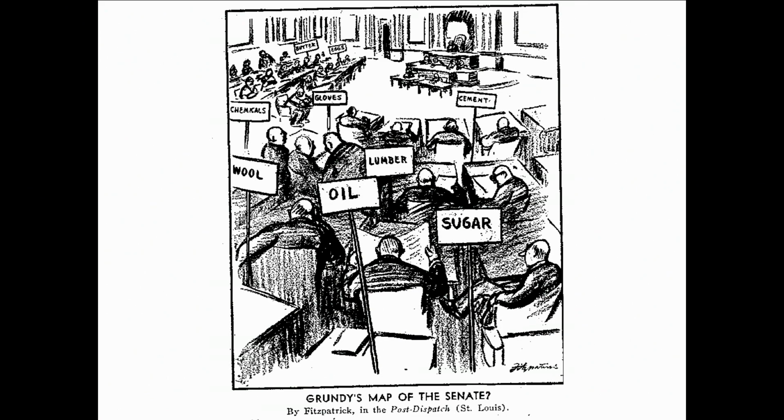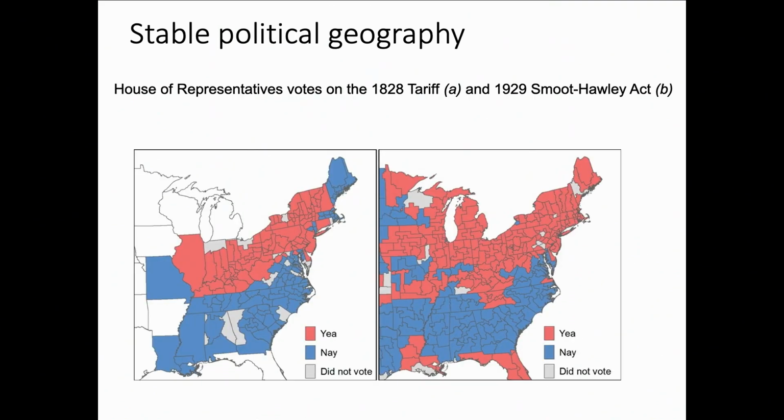And into the 20th century. So this is a cartoon from the 1920s. Once again, every member of Congress is representing their constituent interests in terms of who's producing in their district. Here's where this stability comes in. This is a picture on the left of the House voting on the tariff of 1828. And on the right, it's a picture of the House voting on the tariff of 1929, the Smoot-Hawley tariff. This is a century apart. The entire country's changed. We've gone from rural to industry, agriculture to industry. We've had mass immigration. We have radios now. The whole economy's changed. But what's the pattern?